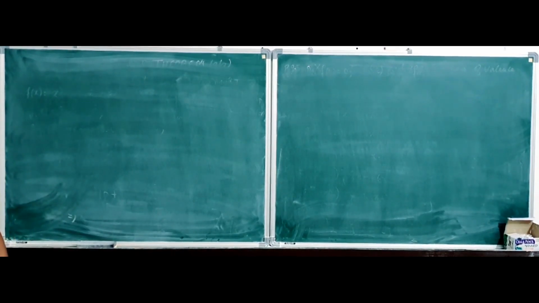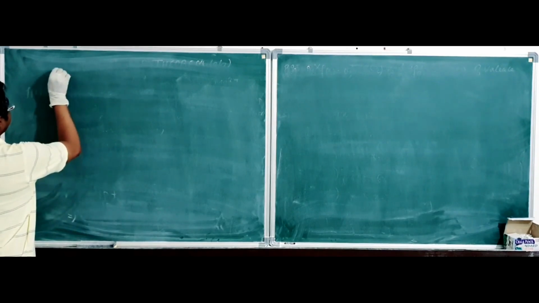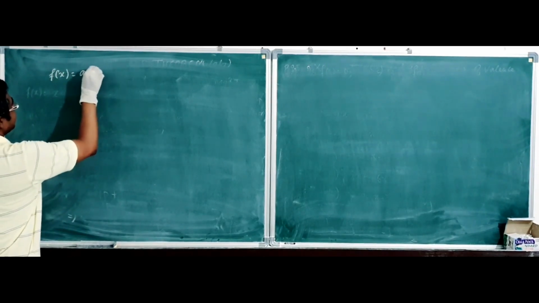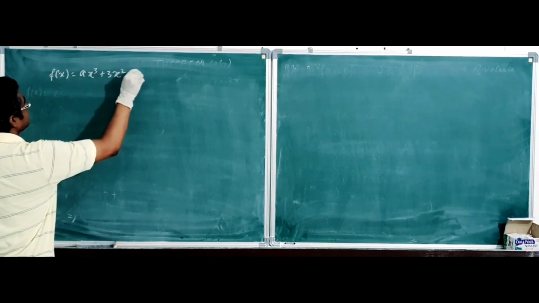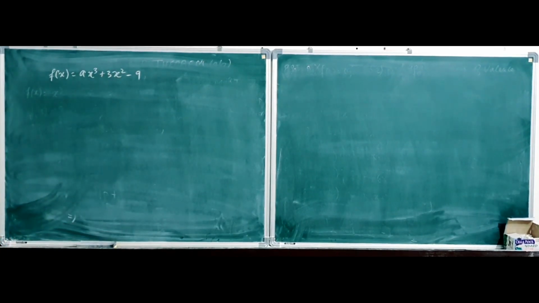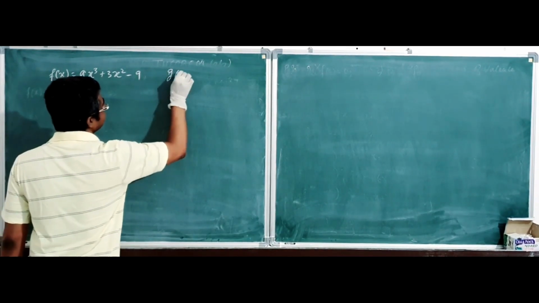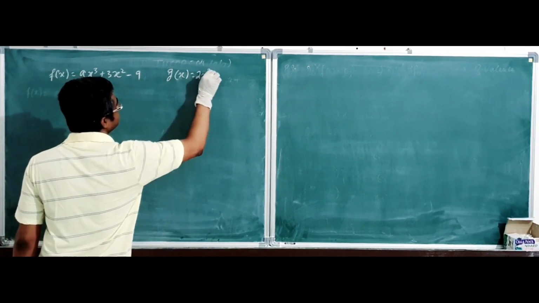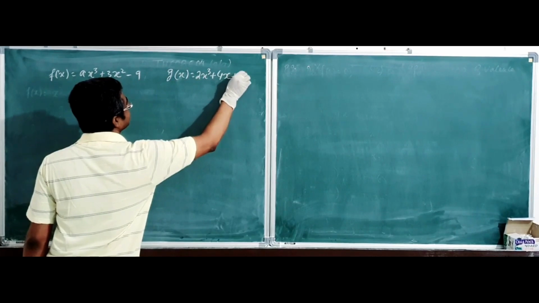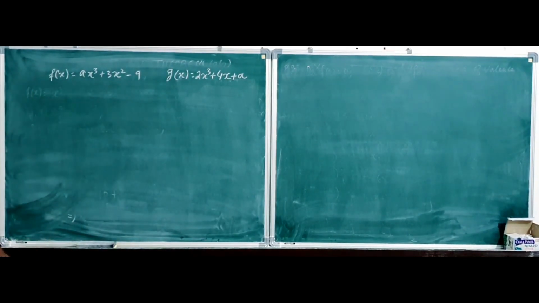So here the next problem is: f(x) is a x cube plus 3x square minus 9. And g(x) is 2x cube plus 4x plus a. Okay guys? Clear? 2x cube plus 4x plus a. This is g(x). They leave the same remainder when they are divided by x plus 3.